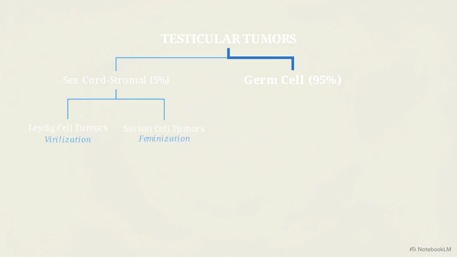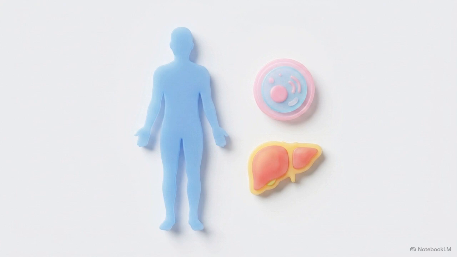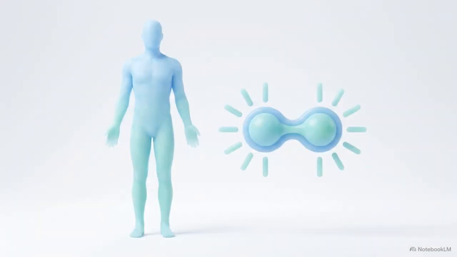This logic tree maps testicular tumors into two categories. Rare sex cord stromal tumors include Leydig cell tumors causing virilization and Sertoli cell tumors causing feminization. The massive germ cell branch includes seminomas, the most common, slow-growing type, and aggressive non-seminomatous germ cell tumors, including choriocarcinoma, embryonal carcinoma, and teratoma. Demographically, the yolk sac tumor is most common in prepubertal boys and secretes alpha-fetoprotein.